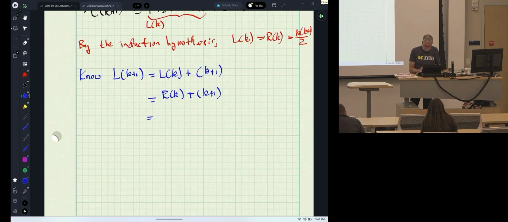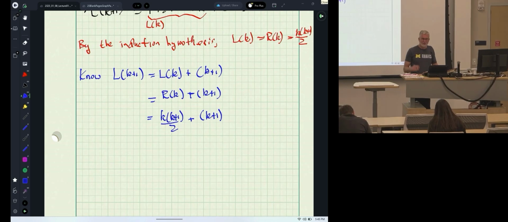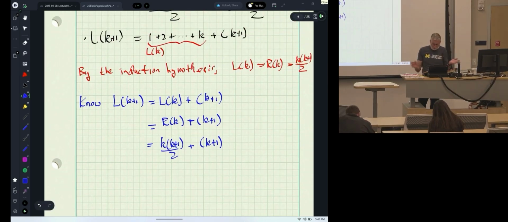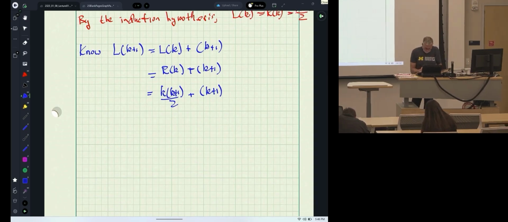Now we substitute in the k times k plus 1 over 2. So what are we doing now? Just algebra, okay? This is the thing that kicks everybody's hind end when they're doing stuff. It's just algebra now. Now we want to manipulate that and see if we get r of k plus 1.